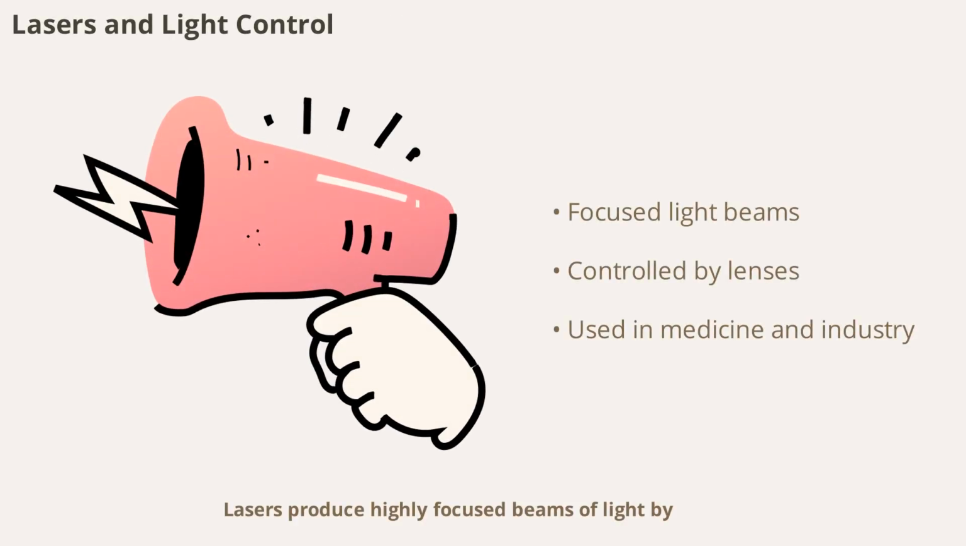Lasers produce highly focused beams of light by stimulating atoms to emit light at specific wavelengths. Lenses and mirrors are used to control and direct laser beams for applications in medicine, industry, and entertainment. The precise control of light in lasers demonstrates the power of optical technology.